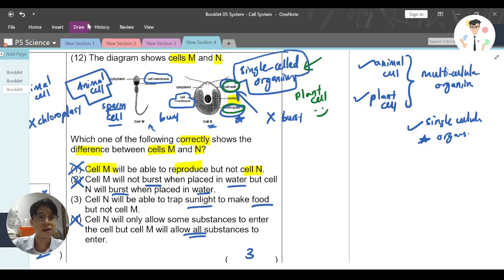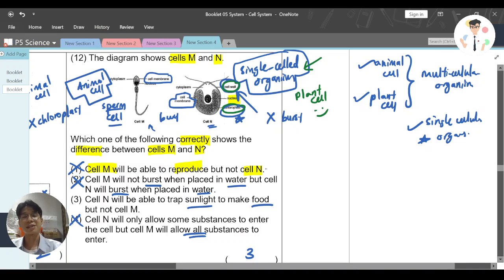So do not be alarmed when you see something like this. It's not only plants that can make their own food. There are some organisms that are able to make their own food, okay?